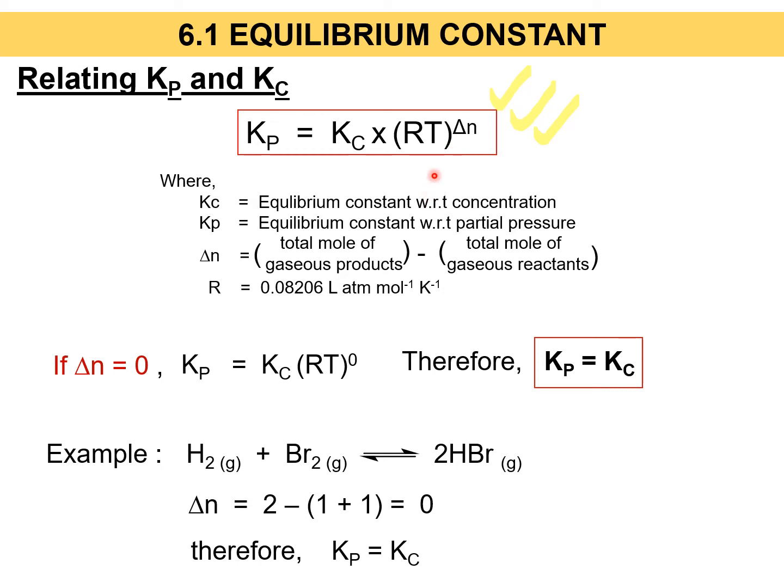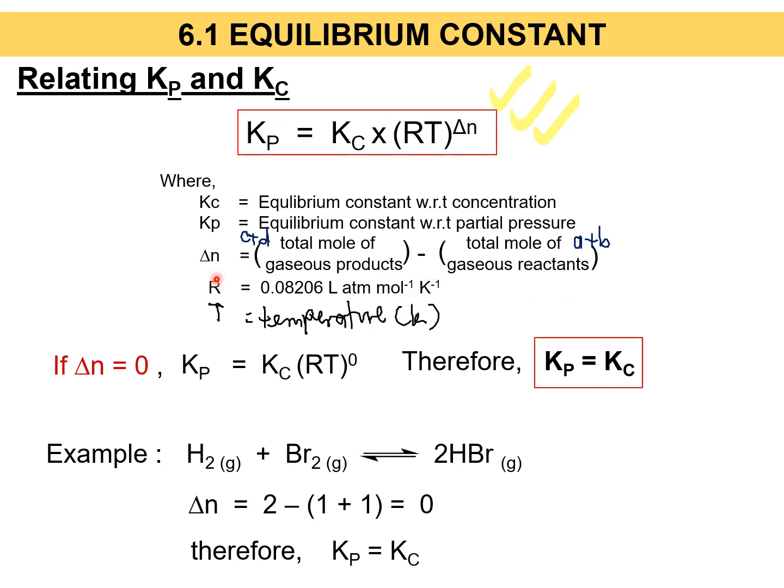T ialah temperature. I'm sorry, I forgot to put it here. T is temperature. Temperature must be in Kelvin. Okay. Lepas tu delta N ni apa? Delta N ni is actually the total mole of gaseous products minus the total mole of the gaseous reactants. It's because why? Tadi kita nampak total mole of gaseous product dia C plus D minus A plus B. Kan? Macam itulah dia. Okay.